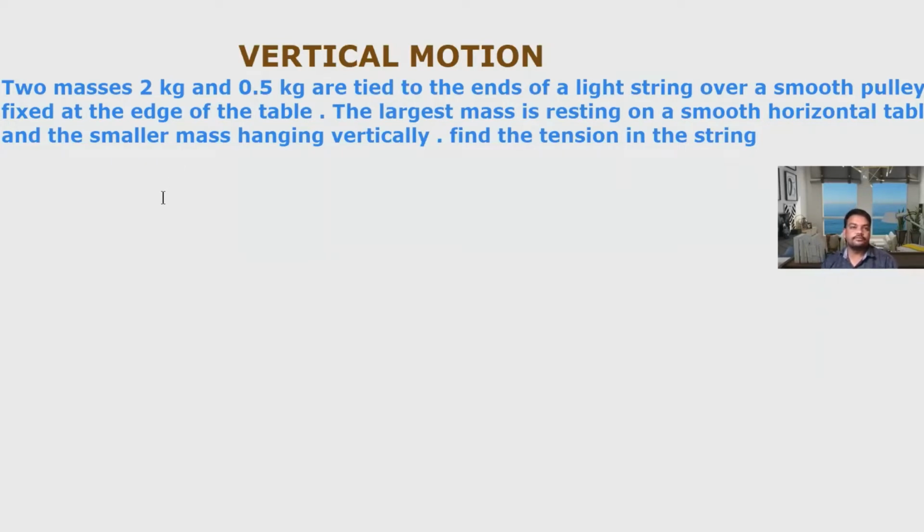Vertical motion. Two masses 2 kg and 0.5 kg are tied to the ends of a light string over a smooth pulley fixed at the edge of a table. The larger mass is resting on the smooth horizontal table and the smaller mass hanging vertically. Find the tension in the string.